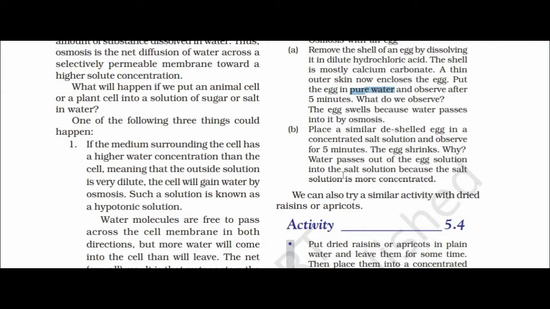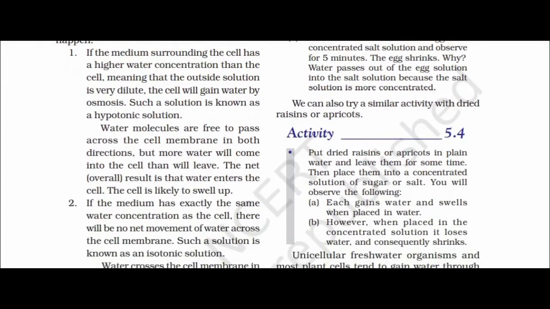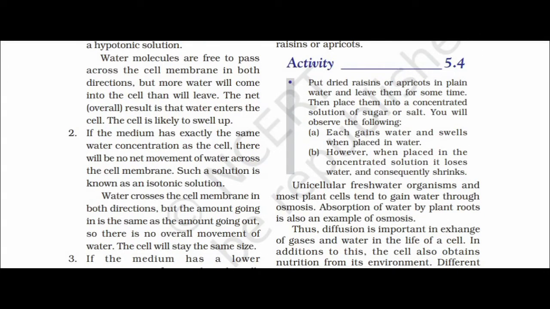We can try a similar activity with dried raisins or apricots. Activity: put dried raisins or apricots in plain water and leave them for some time. Then place them into a concentrated solution of sugar or salt. You will observe the following. Each gains water and swells when placed in water. However, when placed in the concentrated solution, it loses water and consequently shrinks.